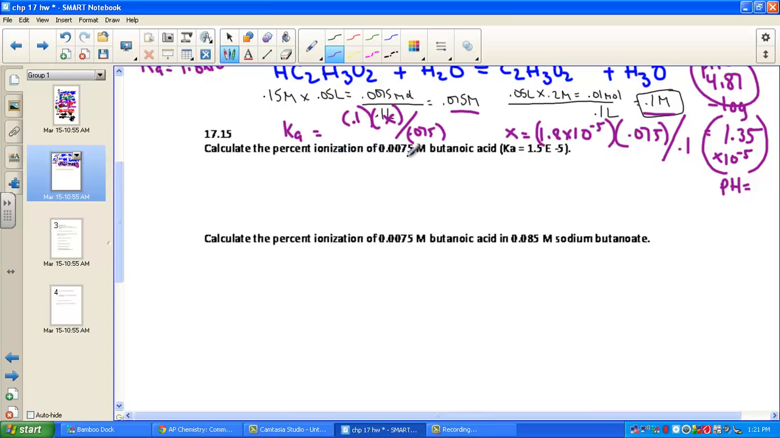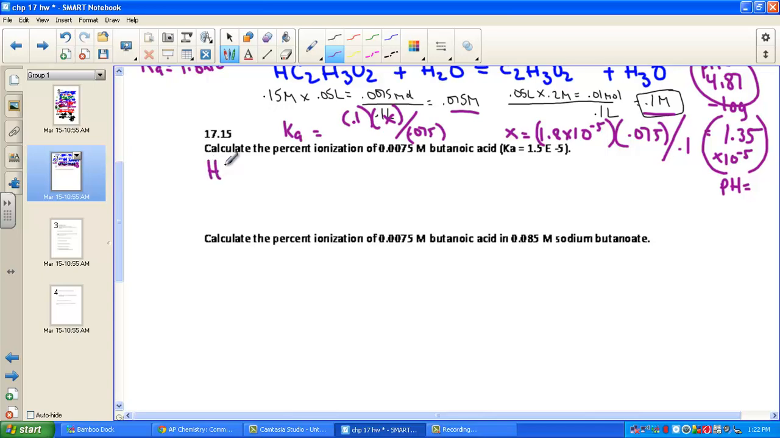Calculate the percent ionization of a 0.0075 molar butanoic acid, given Ka is 1.5 times 10 to the negative fifth. Let's take butanoic acid, and maybe with the help of your Appendix D, we can find butanoic acid.